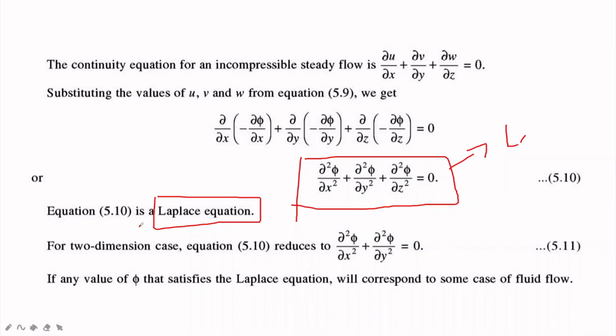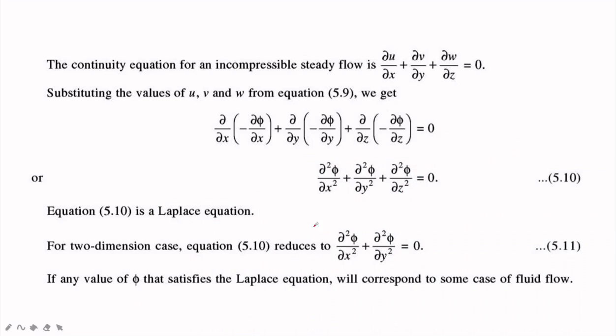For the two-dimensional case, this equation reduces, as we make one of the terms 0: dou square phi by dou x square plus dou square phi by dou y square is equal to 0. For three dimensions, it is dou square phi by dou x square plus dou square phi by dou y square plus dou square phi by dou z square equal to 0. So this is the Laplace equation.